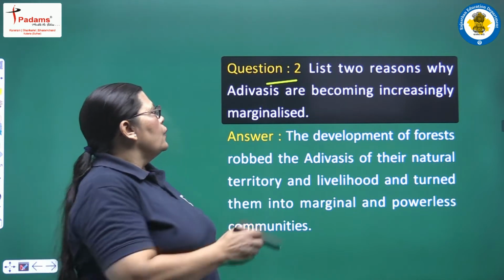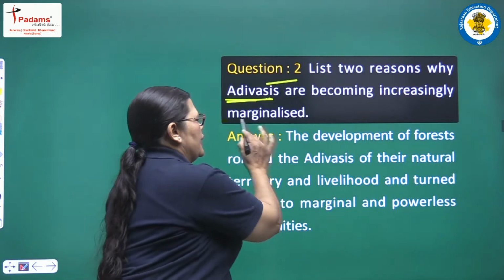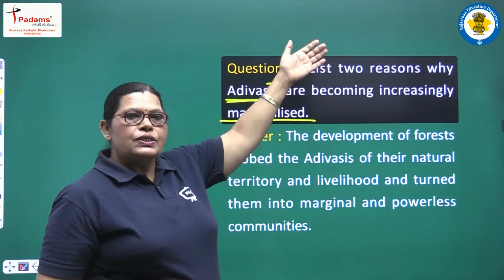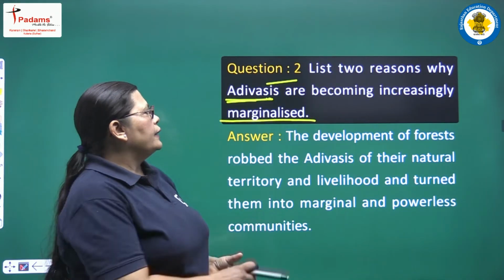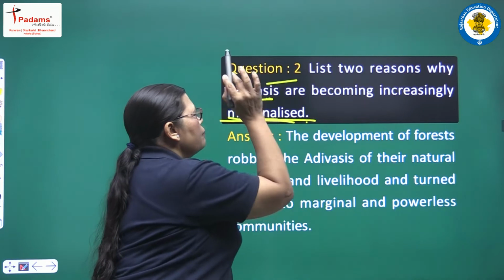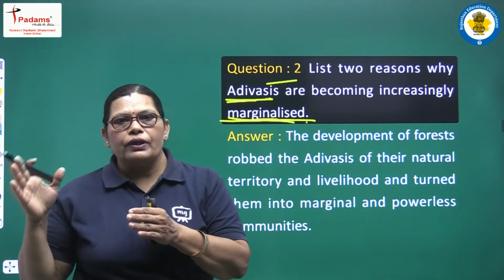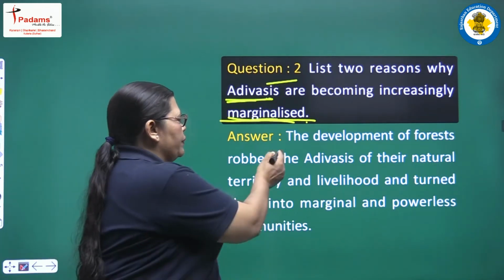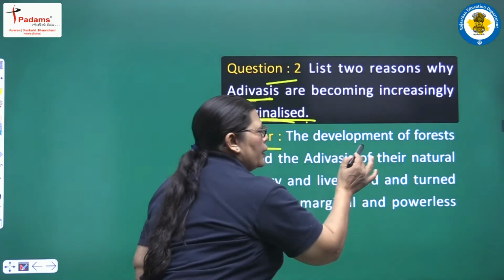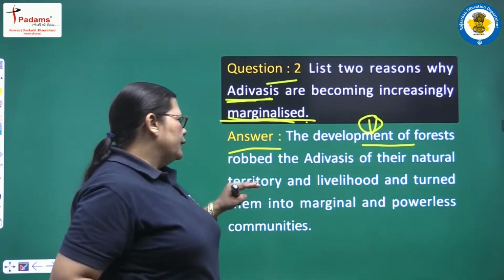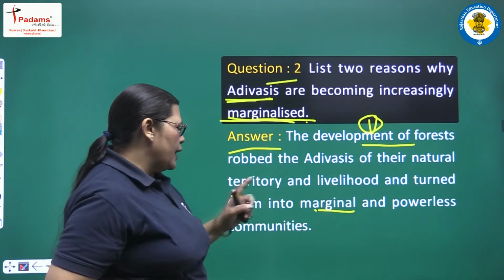List two reasons why Adivasis are becoming increasingly marginalized. Yes, step by step the conditions of the Adivasis become worse and they are increasingly marginalized. So we will give two reasons as per our chapter study. Okay, see, the development of forests robbed the Adivasis of their natural territory and livelihood and turned them into marginal and powerless communities.